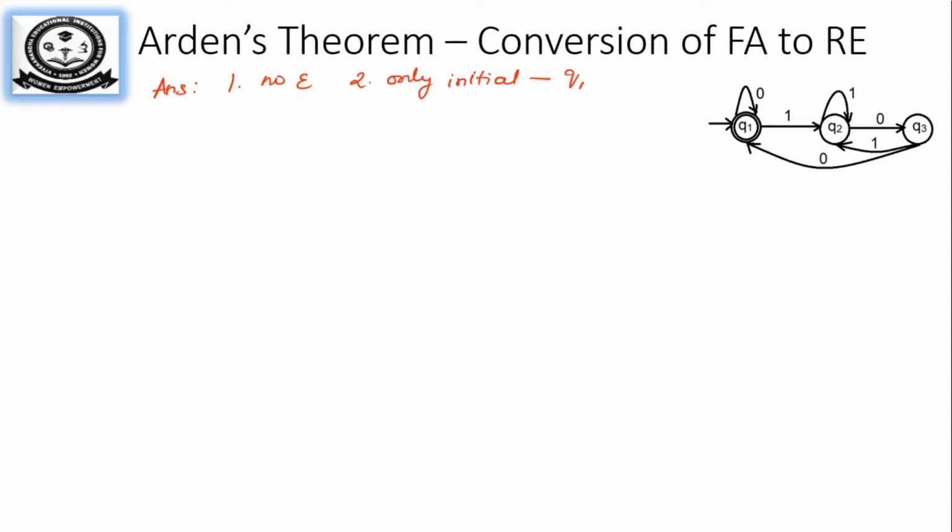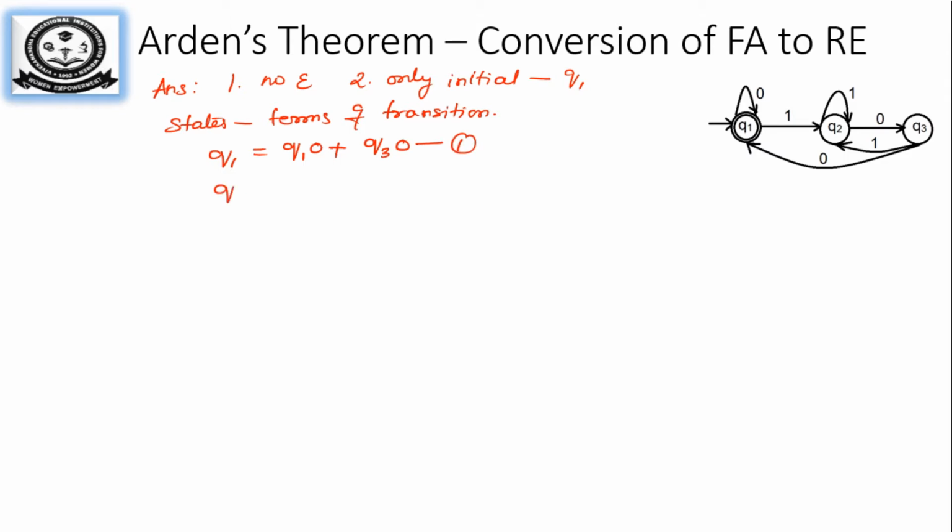So here the initial state is Q1. What we are going to do here is represent all the states in terms of transition equations. First, we will start from Q1. Q1 has a self transition, so it is going to be Q1 of 0 plus a transition from Q3, which is Q3 with the input 0. Let us name it as equation number 1.